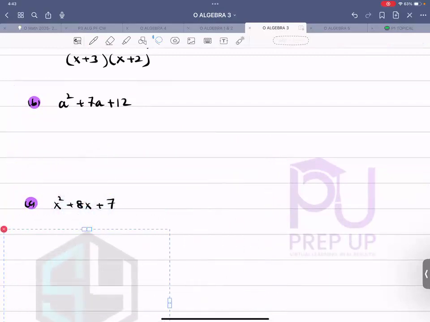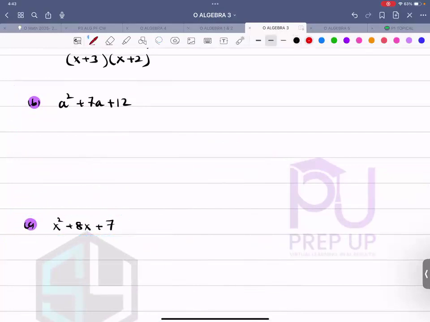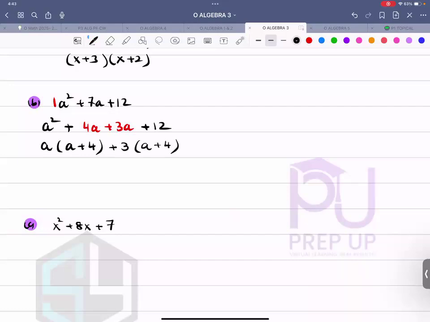Okay, let me just shift this down. Okay, now part B. 1 into 12 is 12. 4 into 3. 4a plus 3a. And then 12 over here, a square over here. Take common, a plus 4. 3 common, a plus 4. So a plus 4, a plus 3.